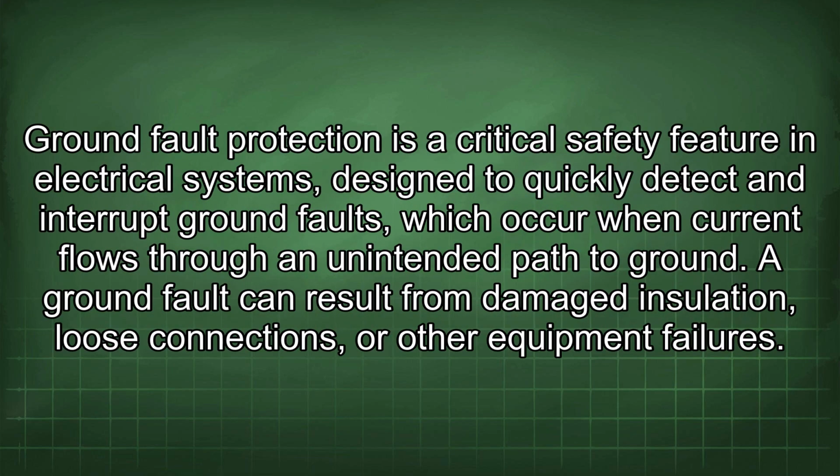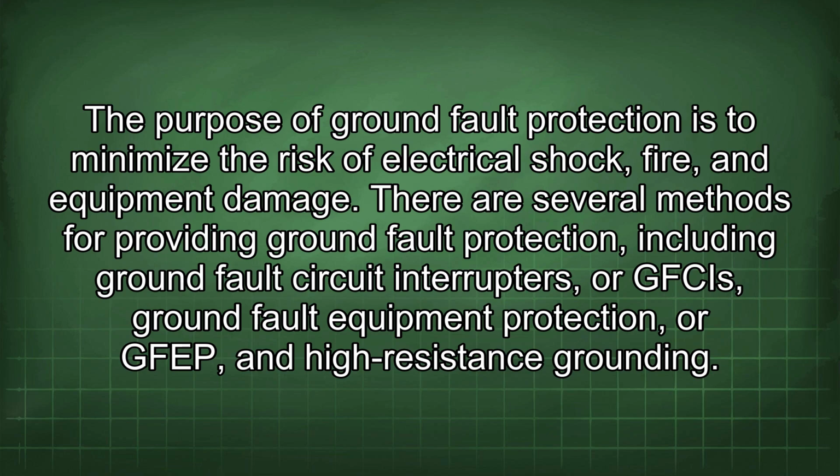Ground fault protection is a critical safety feature in electrical systems, designed to quickly detect and interrupt ground faults, which occur when current flows through an unintended path to ground. A ground fault can result from damaged insulation, loose connections, or other equipment failures. The purpose of ground fault protection is to minimize the risk of electrical shock, fire, and equipment damage. There are several methods for providing ground fault protection, including ground fault circuit interrupters, or GFCIs, ground fault equipment protection, or GFEP, and high resistance grounding.